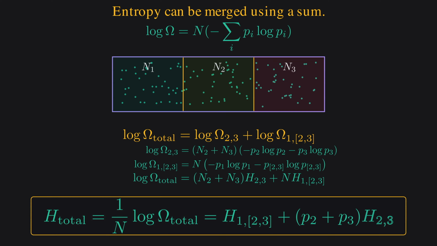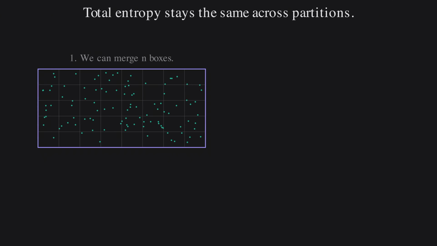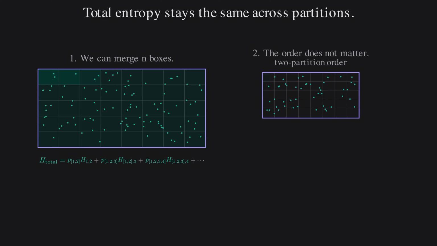But be careful, now we need weights for the smaller entropies. These weights are based on the probability, or the percentage of particles in each partition. And just like omega, the total entropy stays the same regardless of how we partition the system. We can express it by summing over the entropy of small merges one at a time. And we can perform this in any arbitrary order.